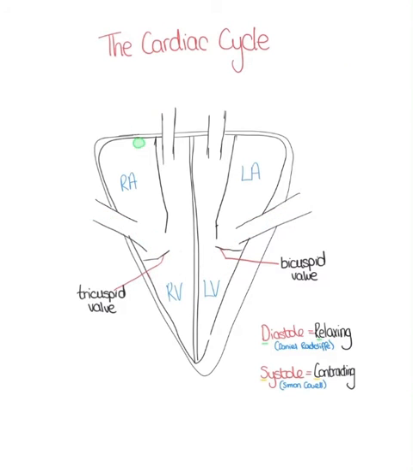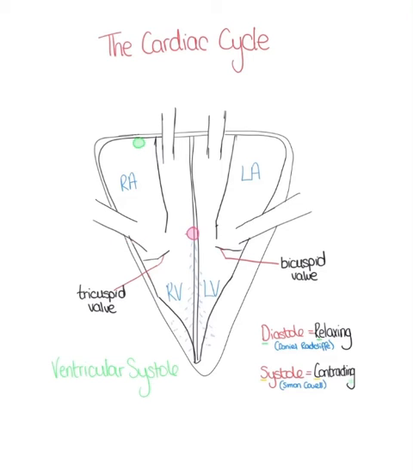The electrical impulses from the SA node, or the pacemaker, sends a signal to the AV node. The AV node is located in the septum between the right atrium and the right ventricle. The AV node sends electrical impulses down the septum. The impulses pass into the ventricle walls, causing the ventricles to contract. When the ventricles contract, this is known as ventricular systole.